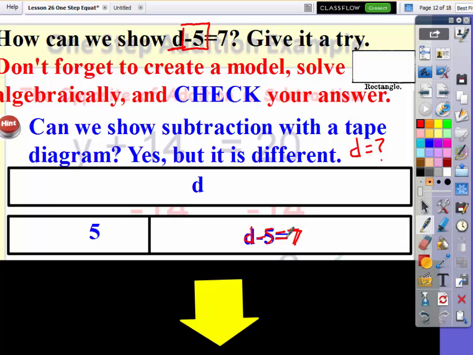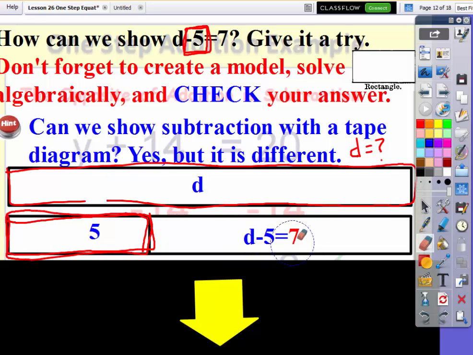And then I have my 5 on this side. So let's take a look at it again. I'm starting out with my whole D, this whole entire D, and it's saying I'm taking away 5. So that's where this part comes from. I have this D, and then I'm taking away 5. D, and there's this chunk of 5 that's being removed.